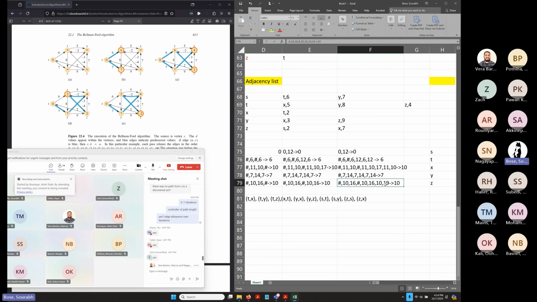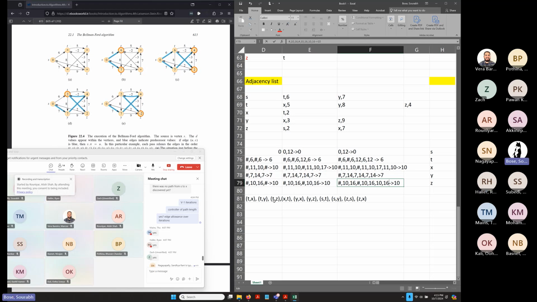Comes from TZ, right? 6 plus, no, YZ. So S2Y is 7. I did it wrong, didn't I? It's not 19. It should be 16, right? Because we didn't change the value of y in the previous iteration. No, it should be 16.